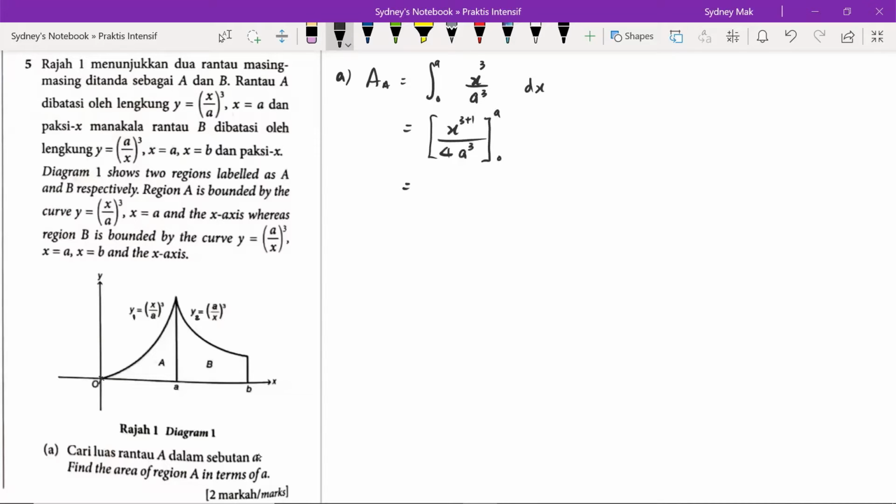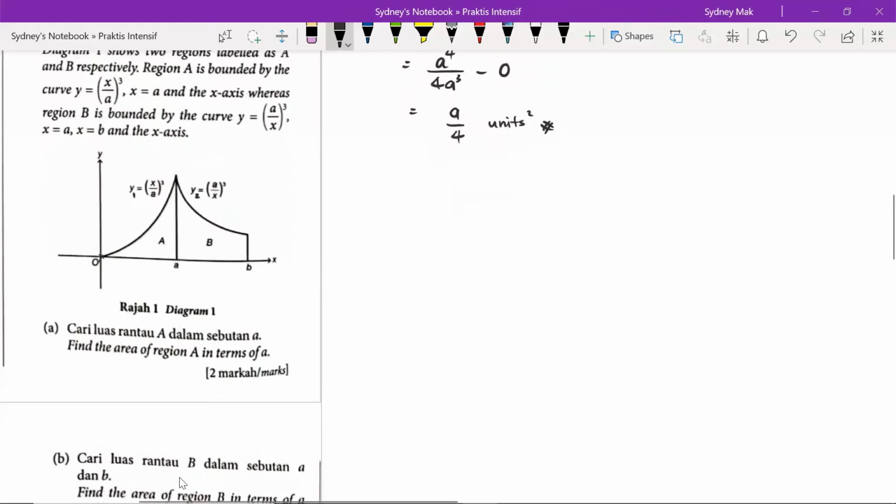Substitute the a in. We have a to the power of 4 over 4a to the power of 3, minus, substituting the 0, we have 0. Therefore we get, applying the law of indices, 4 minus 3 leaves 1. So a over 4 square units. So we found the area of A right away.